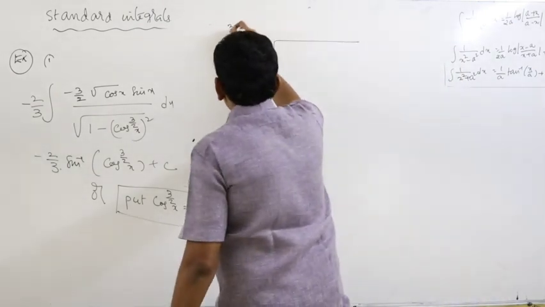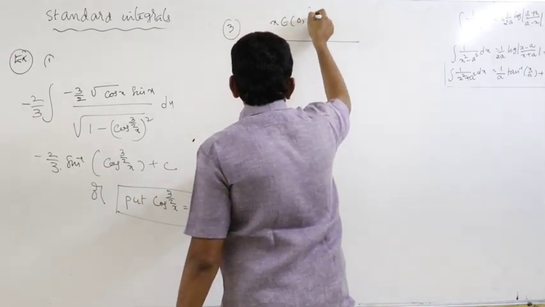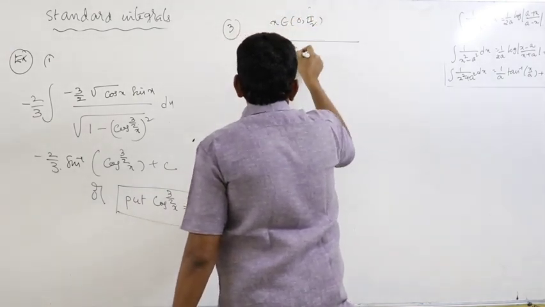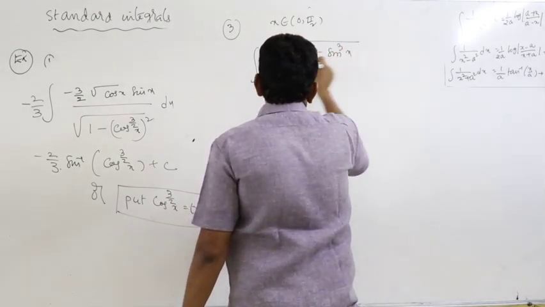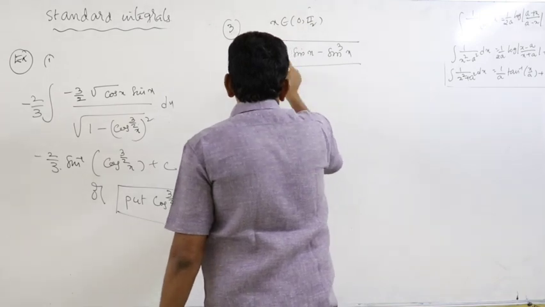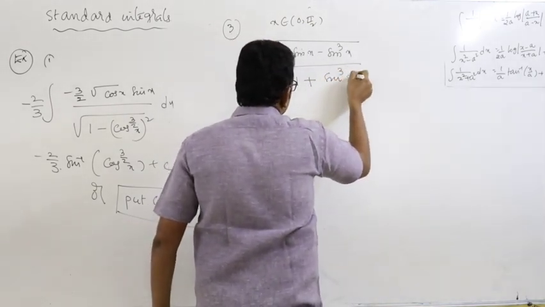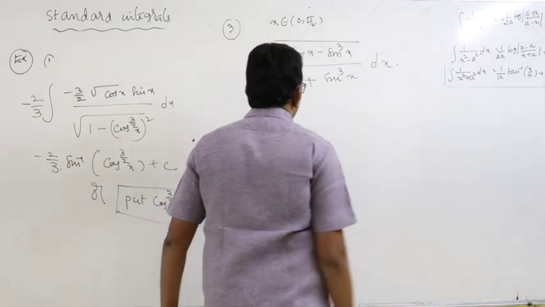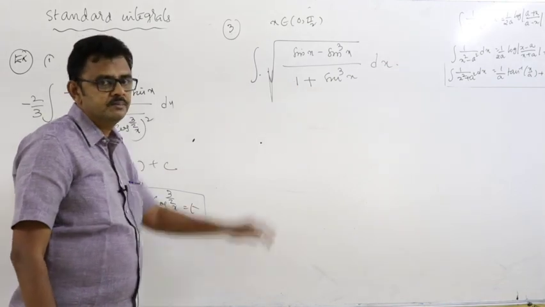For the next problem, if x belongs to 0 comma pi by 2, integral root of sin x minus sin cube x by 1 plus sin cube x dx. Now you do the sum.